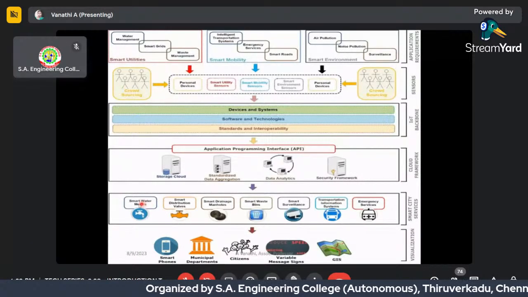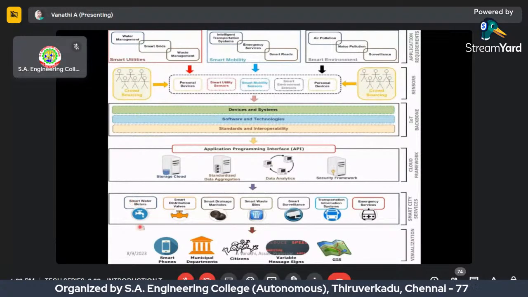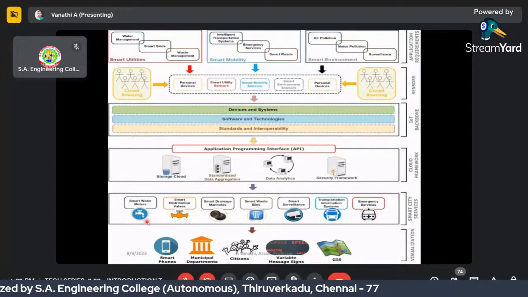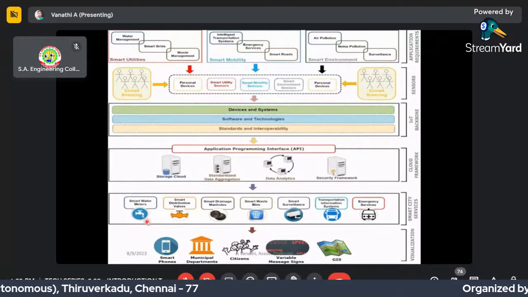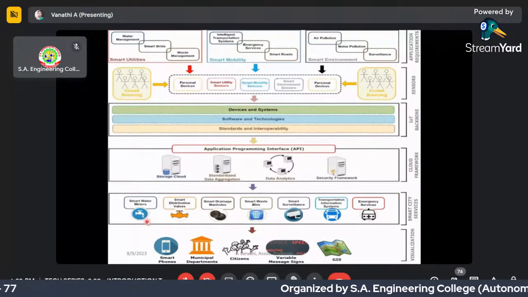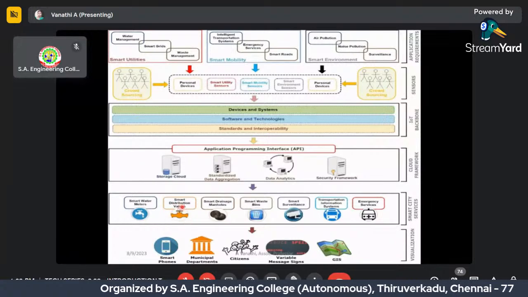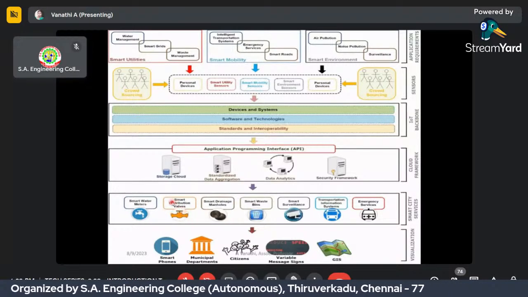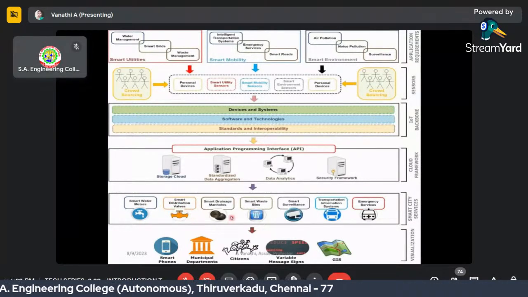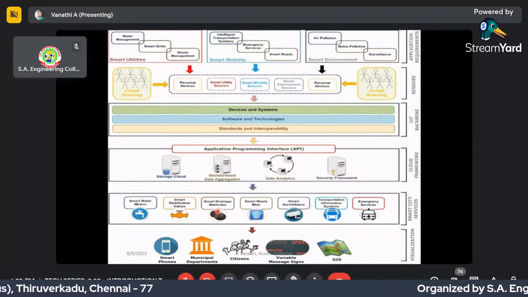So here you can see the first one is smart water meters. It analyzes how much water has been distributed to the entire city or to a particular area. It checks whether you have any valve leakage or something. Here you have an application called smart distribution valve. And you have an application where it is going to identify the manholes.